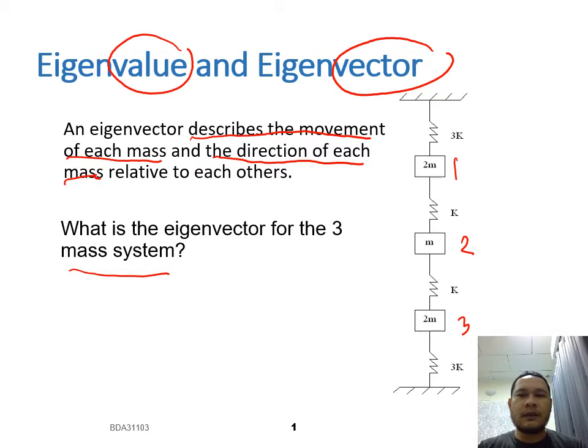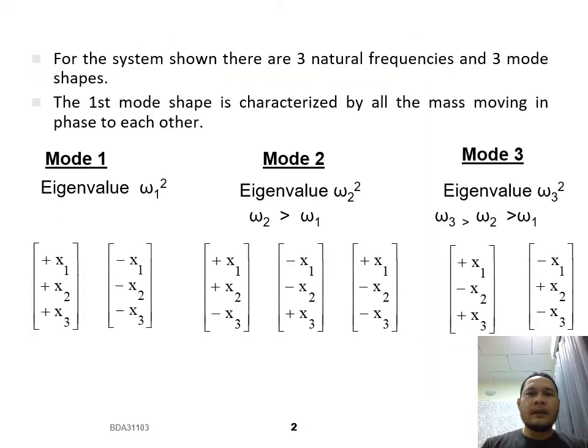So this direction will be either up or down, and then we can conclude this system is a 3 degree of freedom system because they contain of the 3 mass and then 1 direction. So 3 multiplied by 1 equals to 3. Okay. For the system shown, there are 3 natural frequency and 3 mode shape. If the system is 3 degree of freedom system, so automatically we can assume that there will be a 3 natural frequency as well as the 3 mode shape.